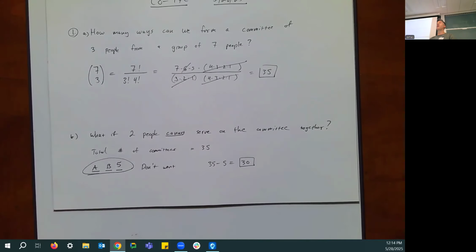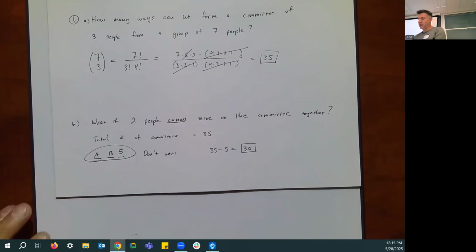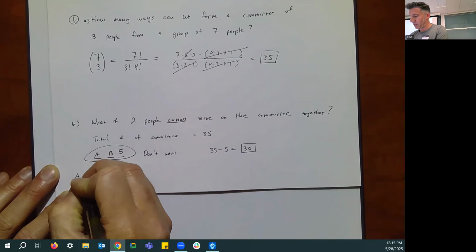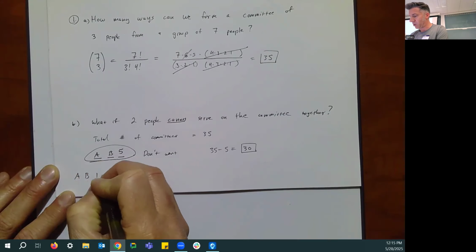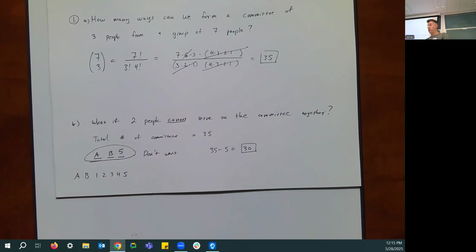Let's see another way of calculating this. Another way to do it is to make up all the committees that have person A or person B, but not both of them. There are actually 3 different ways we can do this. Let's label our 7 people as A, B, and then 1, 2, 3, 4, and 5, and we don't want A and B together.